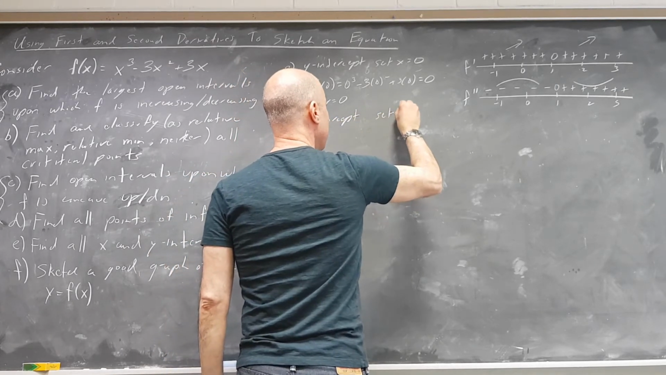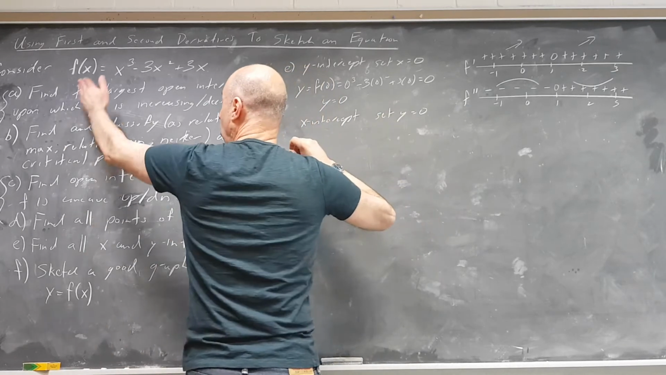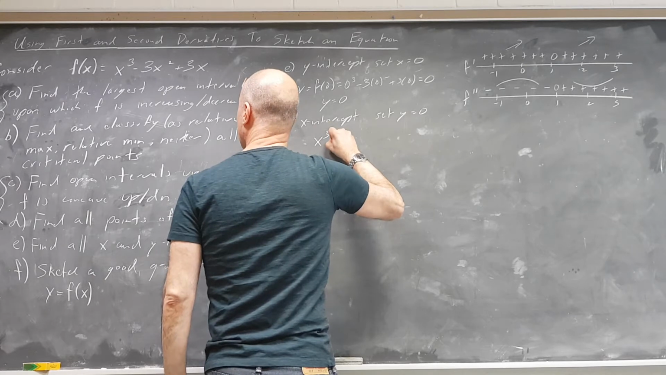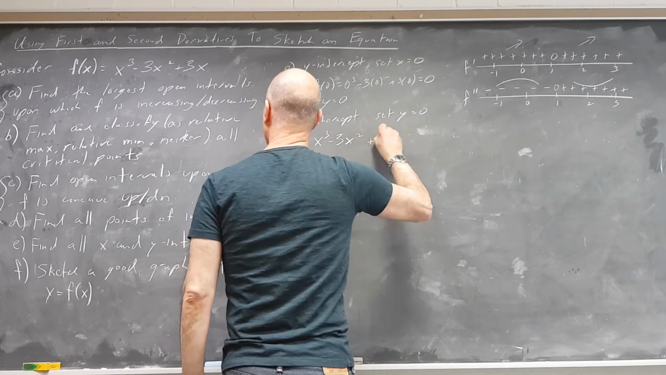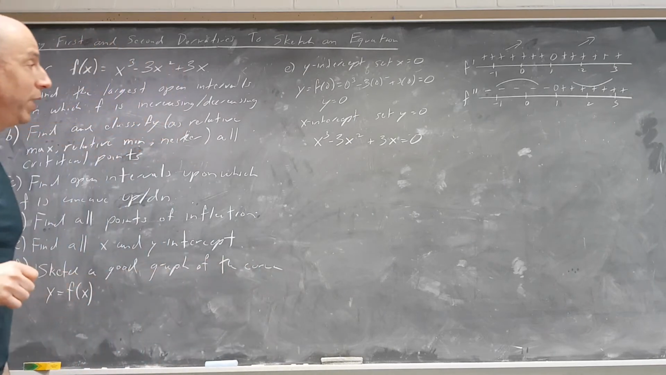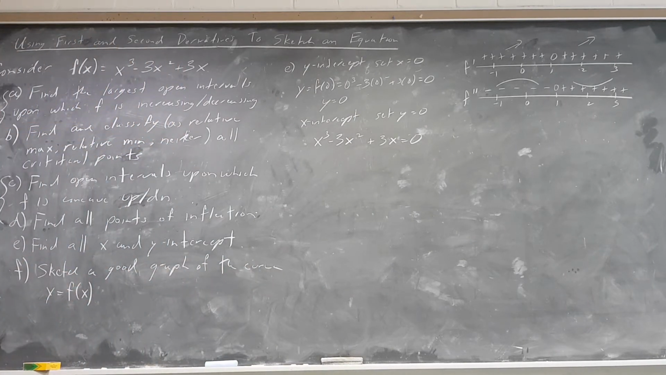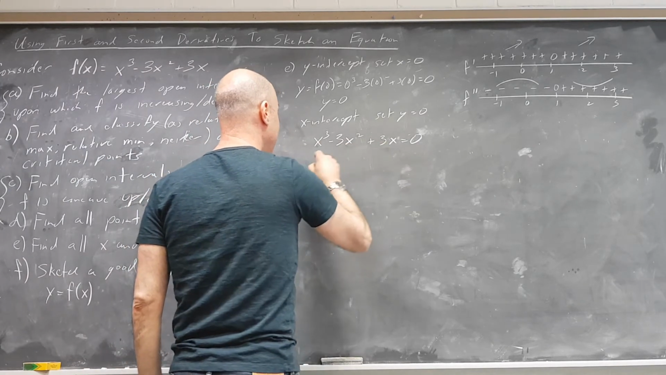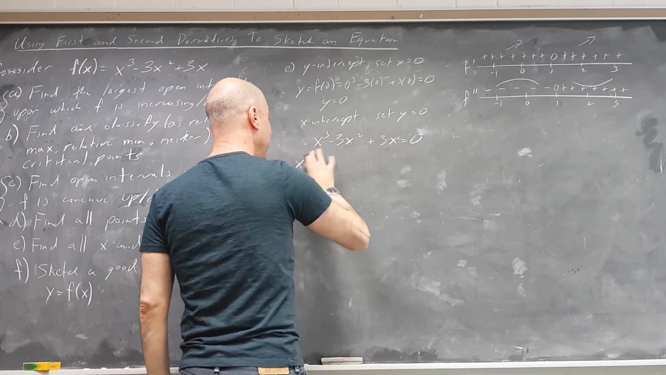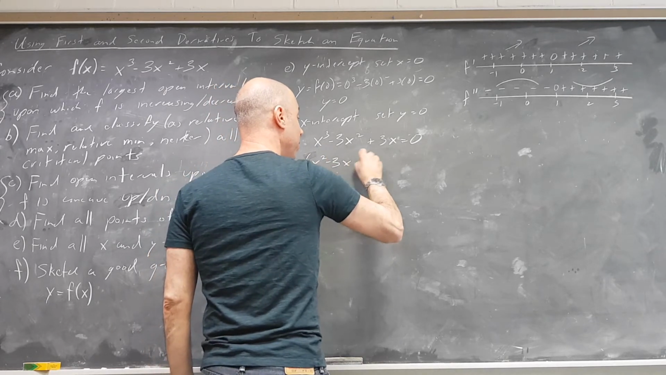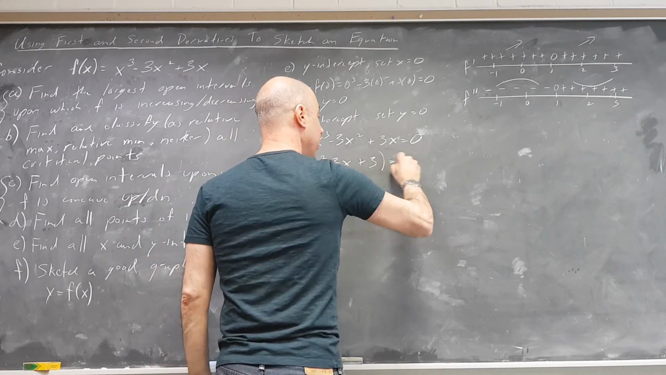Let's set y equal to 0. So we'll set this whole thing equal to 0. X cubed minus 3x squared plus 3x equals 0. We can do a little bit of algebra there. We can see that we have a common factor on the left-hand side. There's an x we can pull out. So x times (x squared minus 3x plus 3) equals 0.